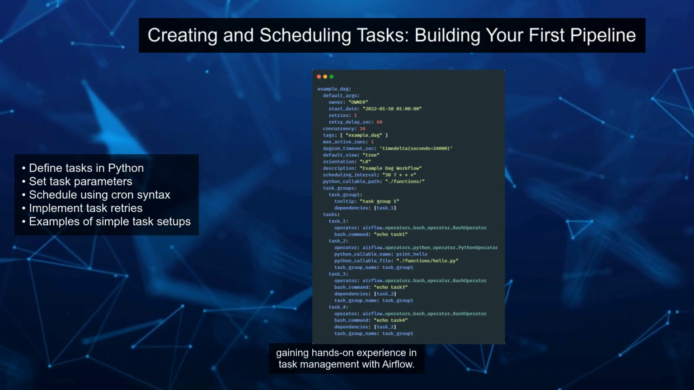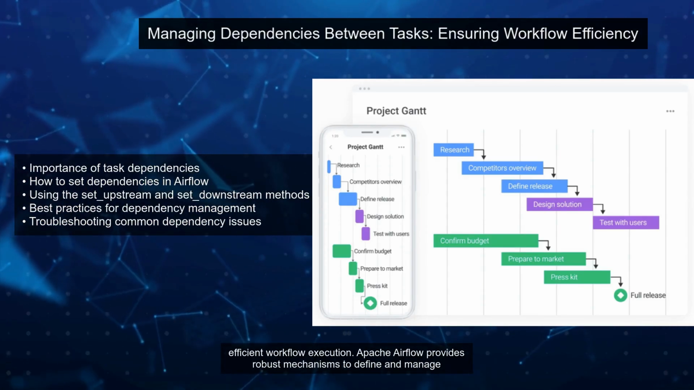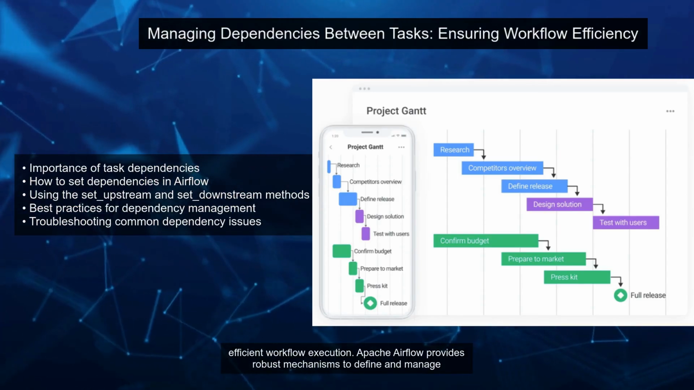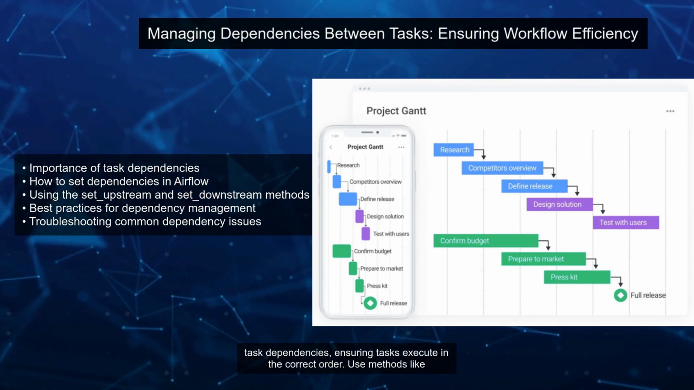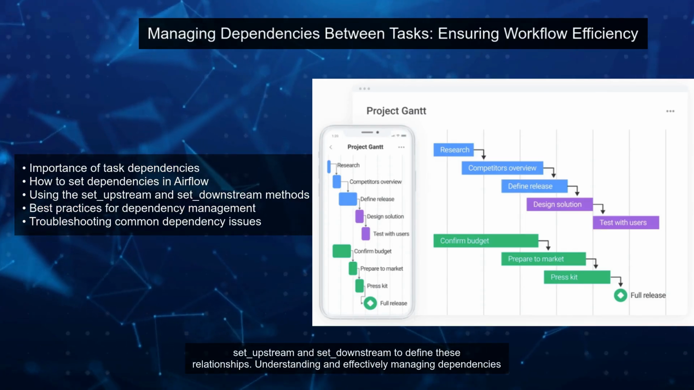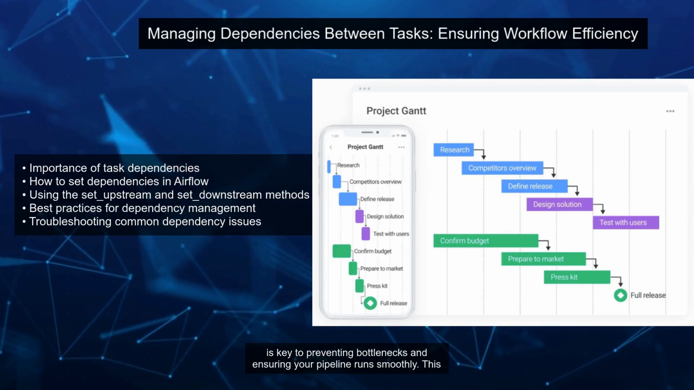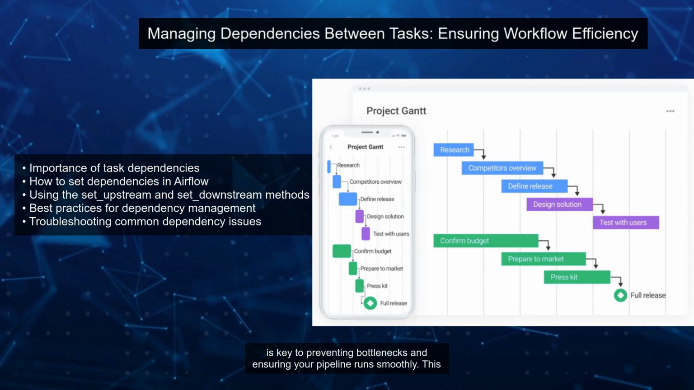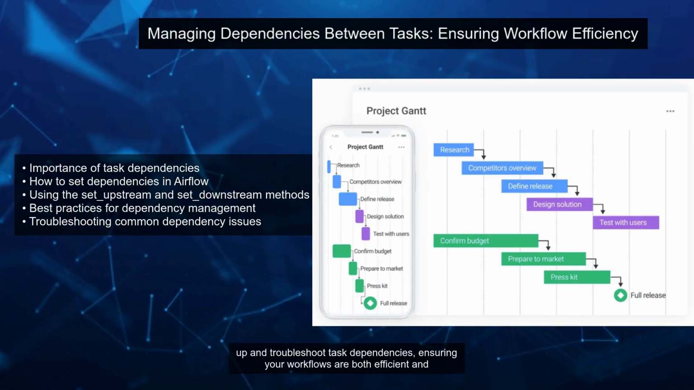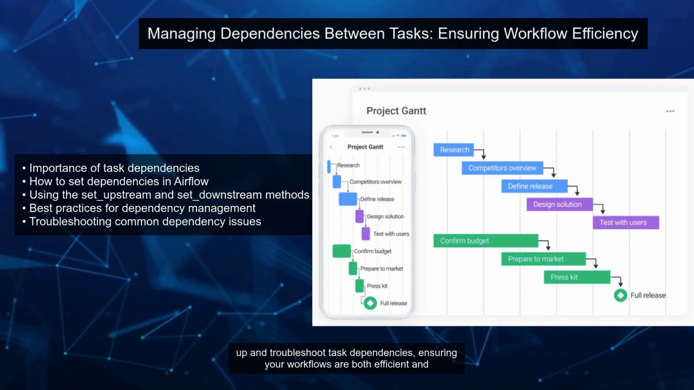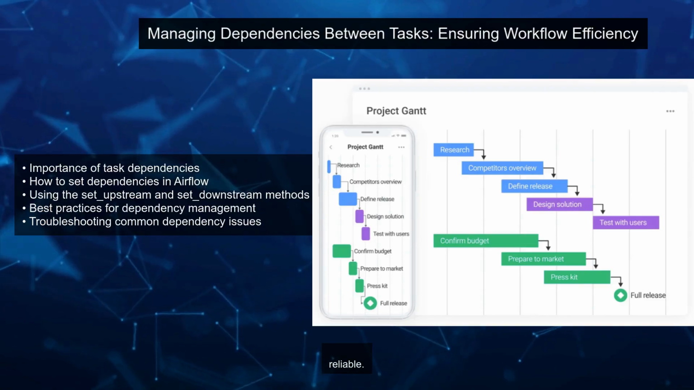task management with Airflow. In any data pipeline, managing dependencies between tasks is crucial to ensure efficient workflow execution. Apache Airflow provides robust mechanisms to define and manage task dependencies, ensuring tasks execute in the correct order. Use methods like set_upstream and set_downstream to define these relationships. Understanding and effectively managing dependencies is key to preventing bottlenecks and ensuring your pipeline runs smoothly. This section will equip you with the knowledge and best practices to set up and troubleshoot task dependencies, ensuring your workflows are both efficient and reliable.